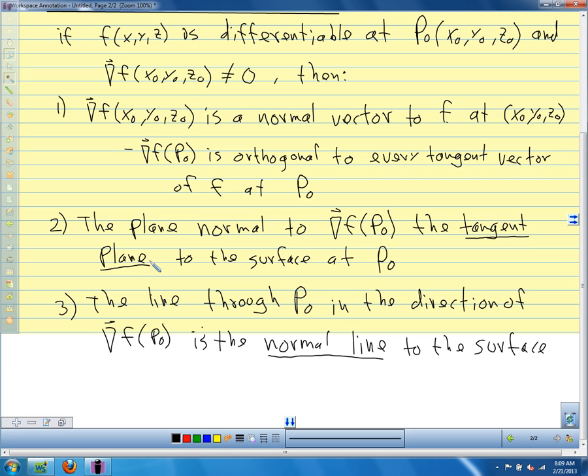So the gradient gives us the vector that is normal to our plane. That gives us our direction numbers for our plane. And the gradient gives us a vector that is parallel to our normal line. So the gradient is going to give us our direction numbers for our normal line. So the gradient is going to give us lots of information about things that we're going to be interested in with surfaces.